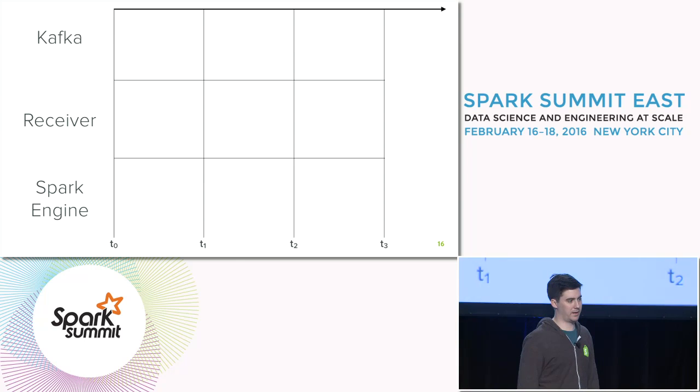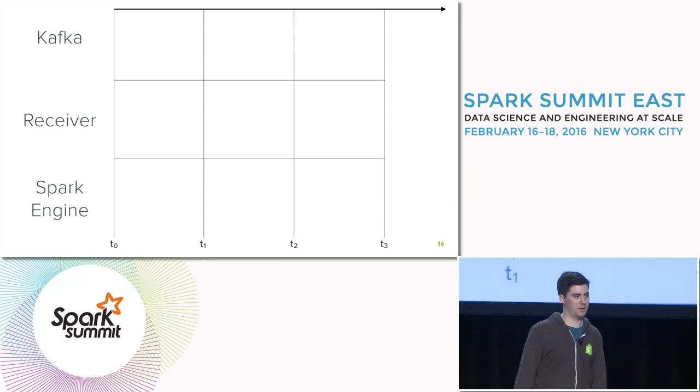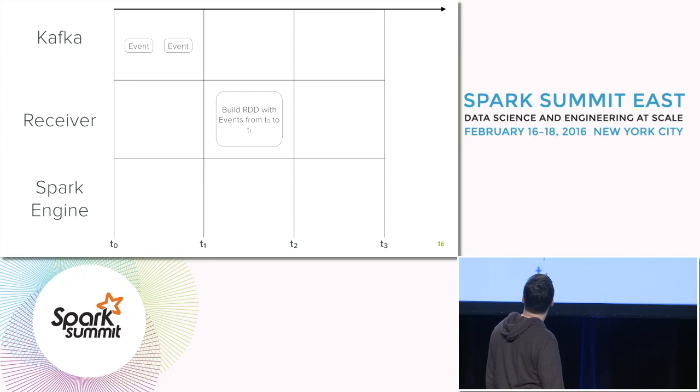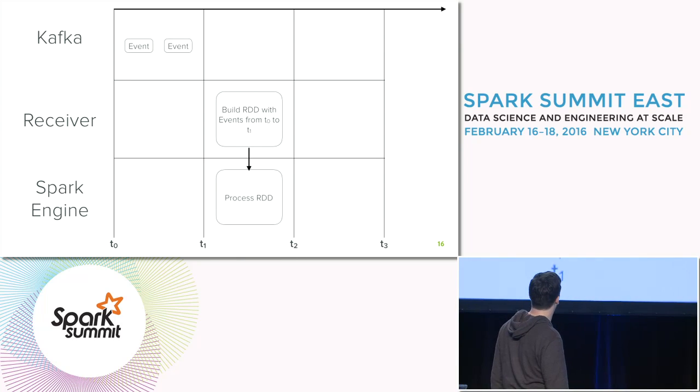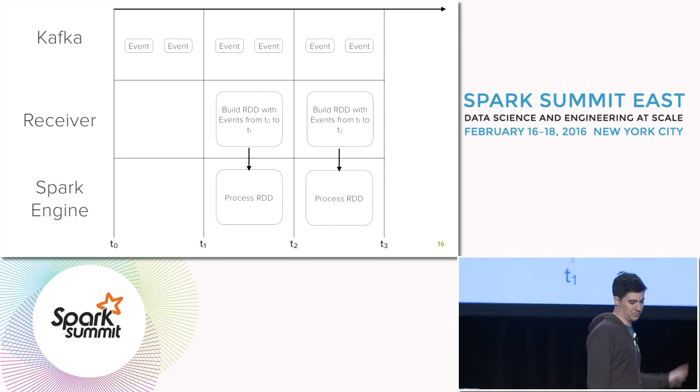Probably within 30 seconds, if that's your batch size, because otherwise you're going to fall behind. This is a slight simplification, but it should give you the general idea of how it works. So you receive events from Kafka. At T1, you build an RDD from these events. Then you process it, while some more events are coming in, build another RDD, process it, while more events are coming in. Kind of simple.